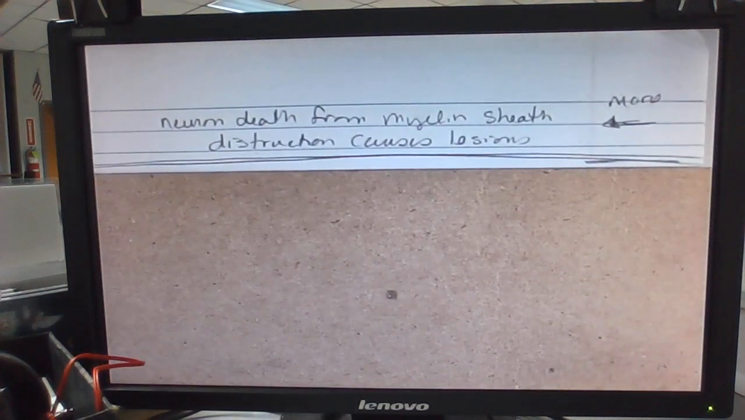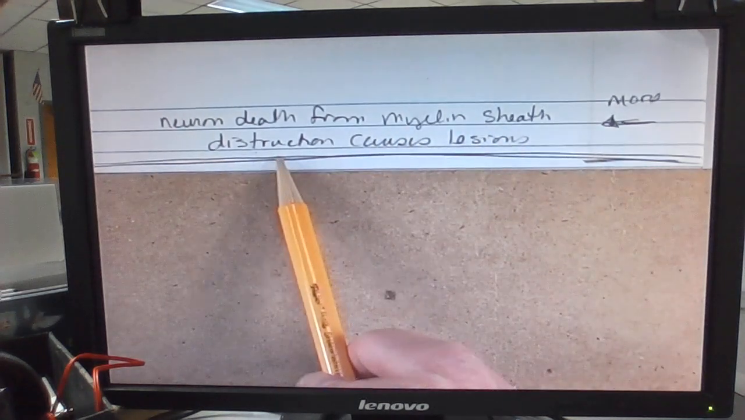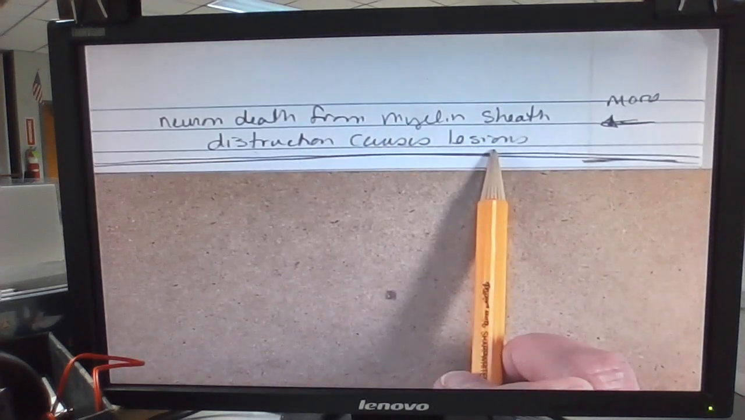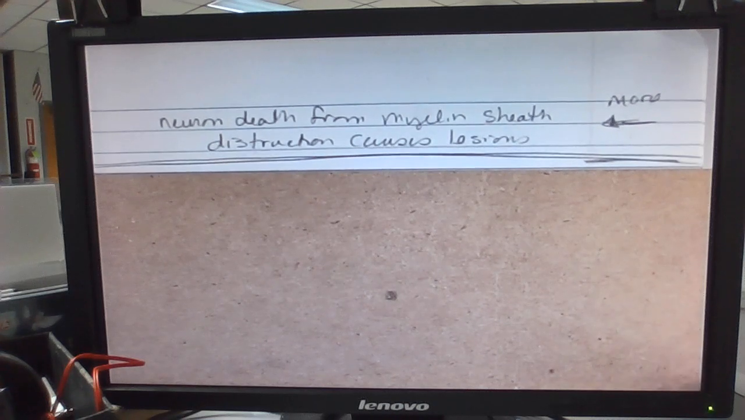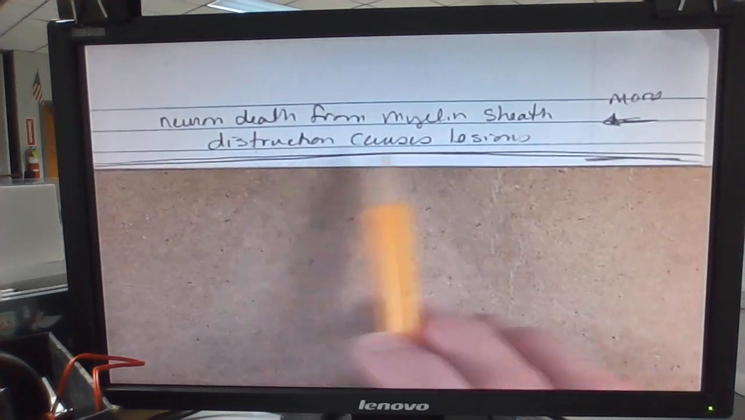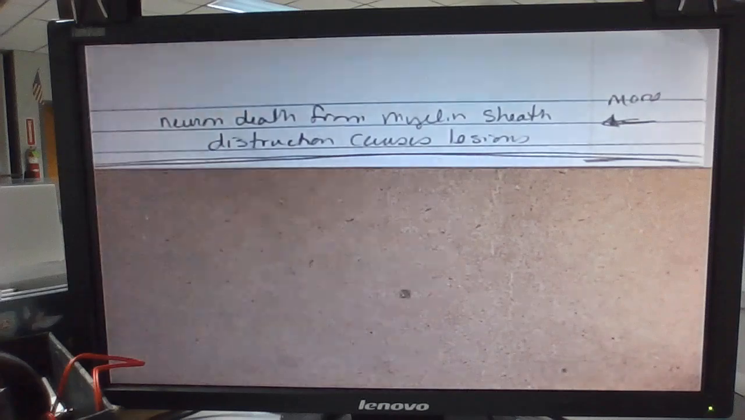So, neuron death from myelin sheath destruction causes lesions. So there's lesions in the brain.